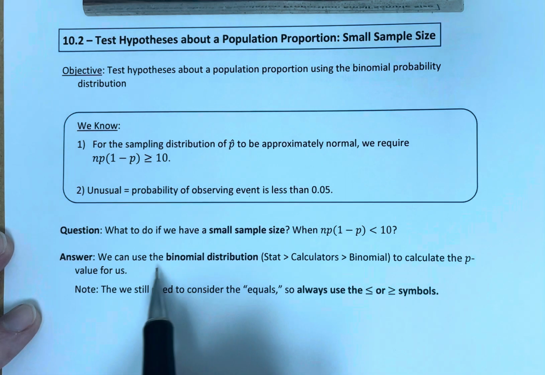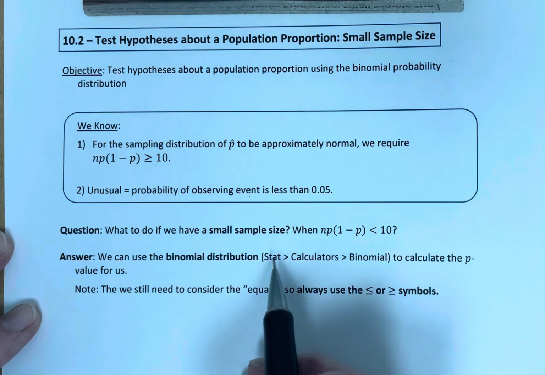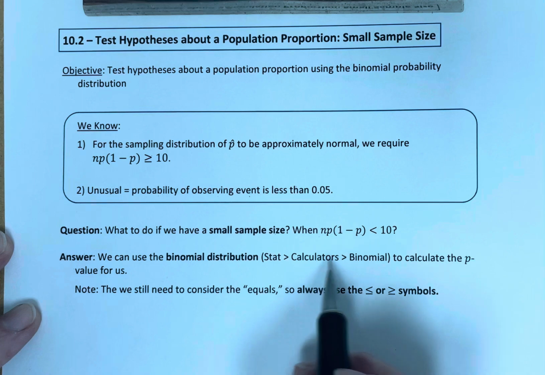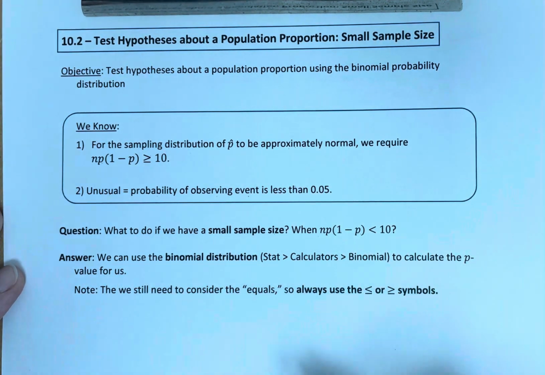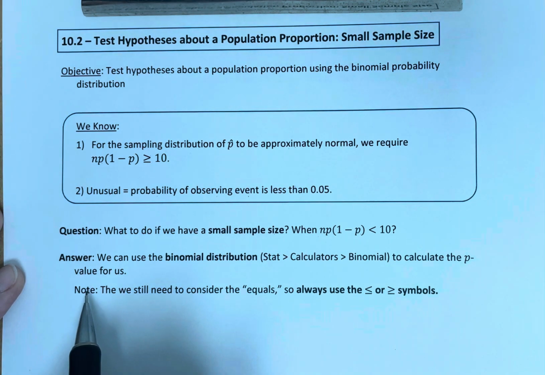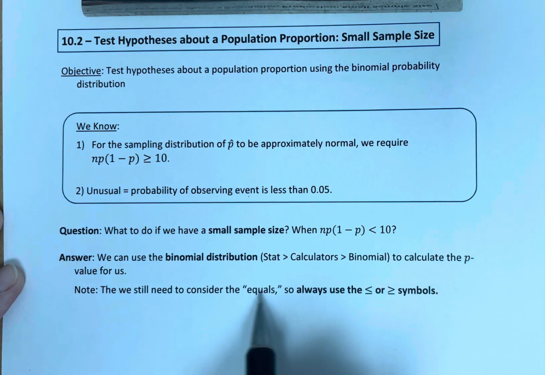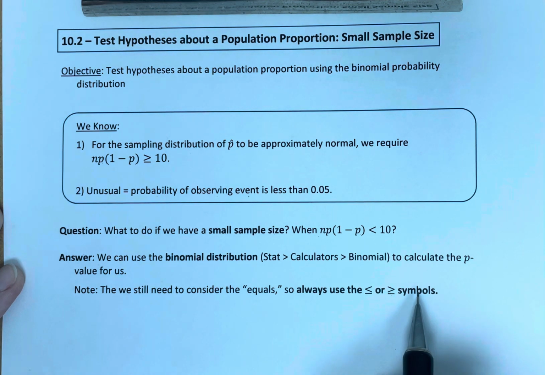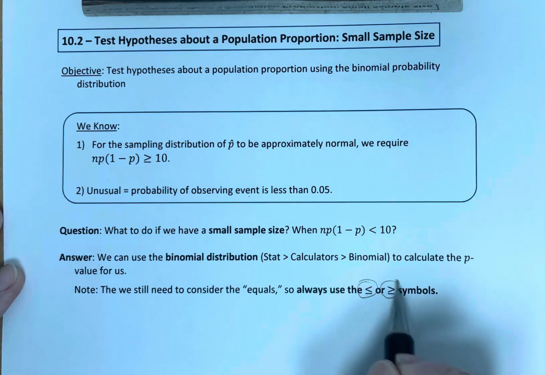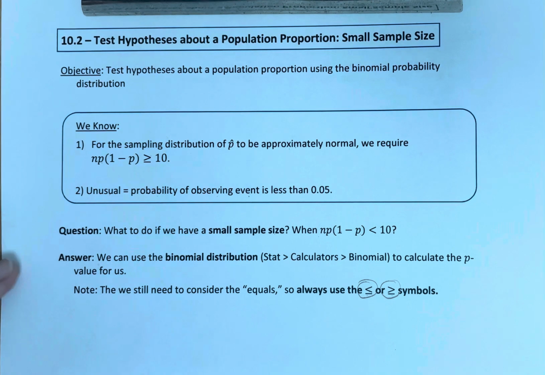The answer? We can use the binomial. And in StatCrunch, we'll go to Stat, Calculators, Binomial, to calculate the p-value for us. Note, we still need to consider the equals. So always use the less than or equal to or the greater than or equal to symbols. You will get a different answer if you only use less than or greater than. So always use the less than or equal to or greater than or equal to symbols.